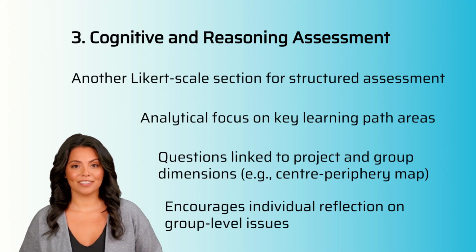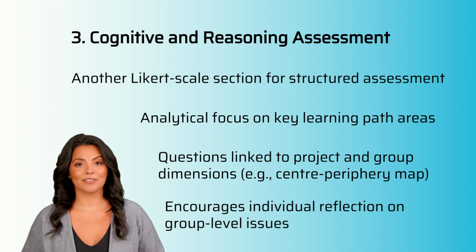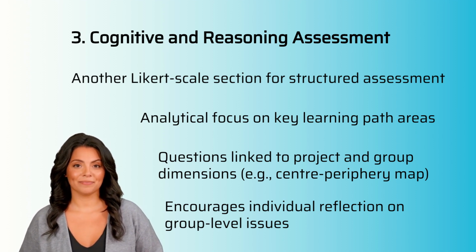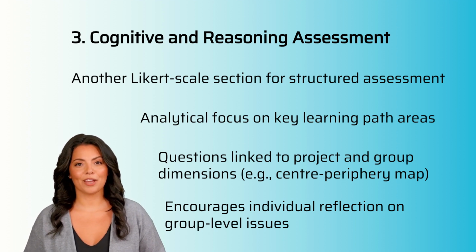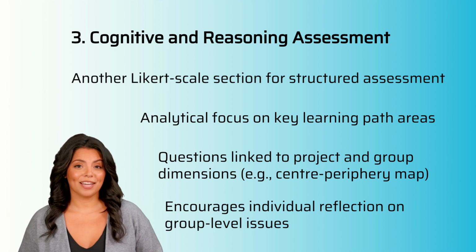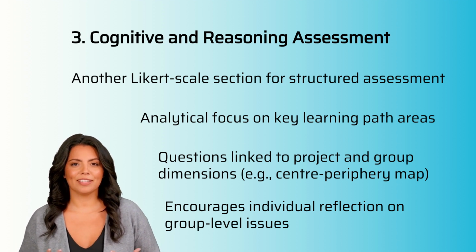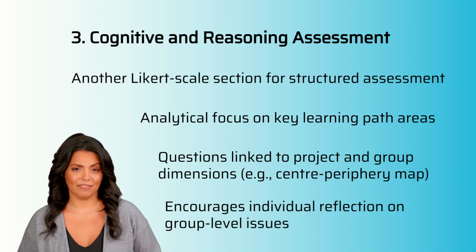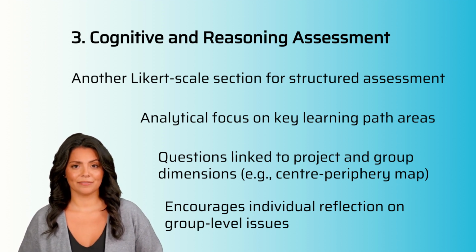Following emotional assessment, the report includes a cognitive and reasoning assessment section. This also uses Likert scales and focuses on an analytical evaluation of the process. The 6 questions relate to key areas of the learning path, such as dimensions represented in a project's center periphery map. The goal is for students to reflect individually on issues previously discussed at the group level, offering a personal perspective on collective dynamics at the end of the project.